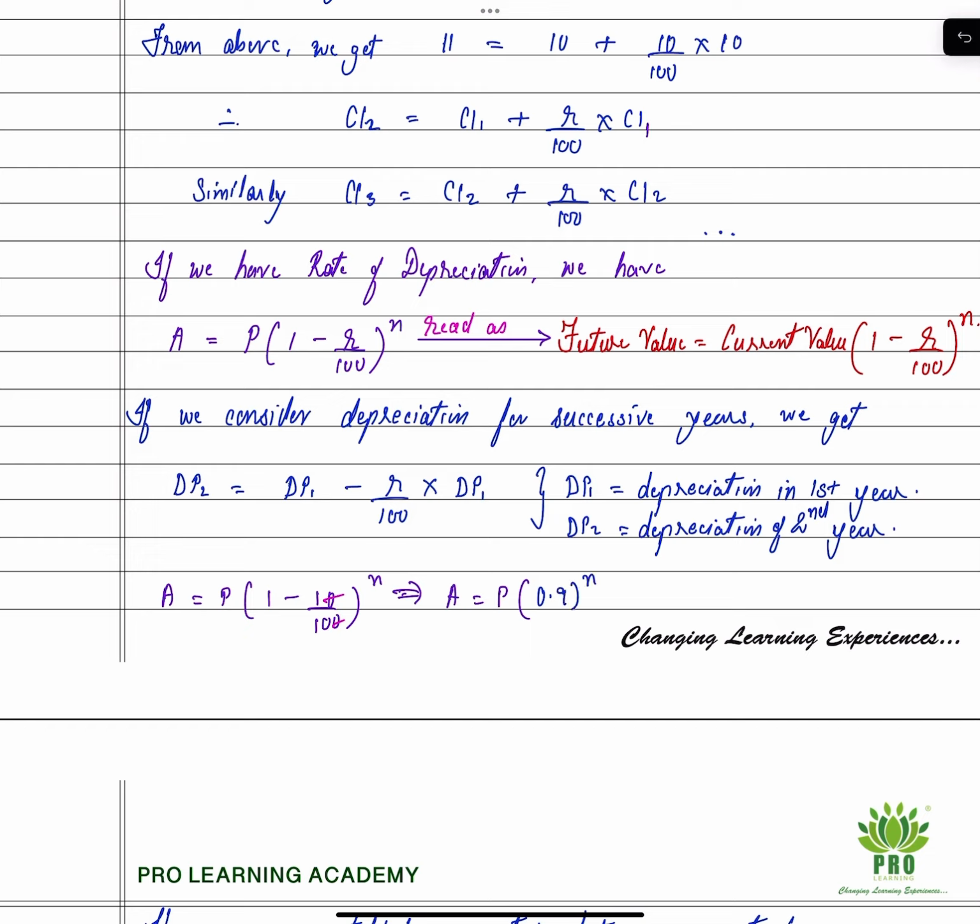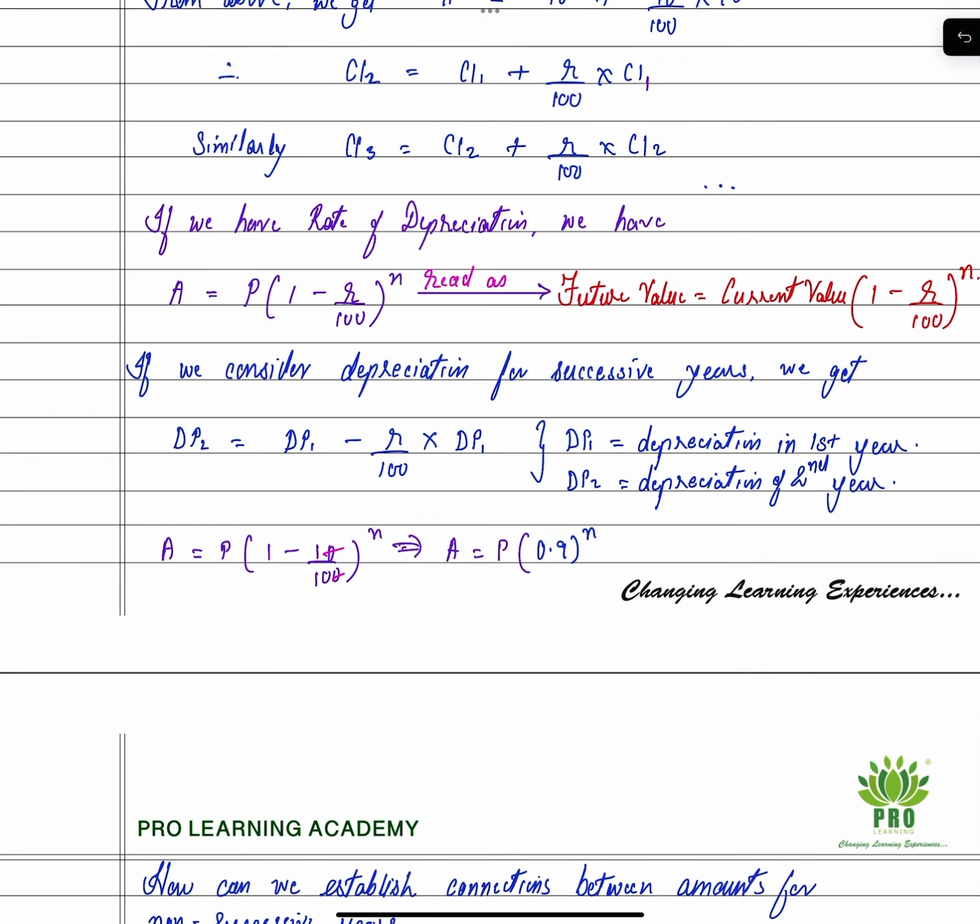So here we understand that this P will naturally become a smaller value in n number of years. My future value is always going to be smaller than the current value. So future value is current value times 1 minus r over 100 raised to the power n.